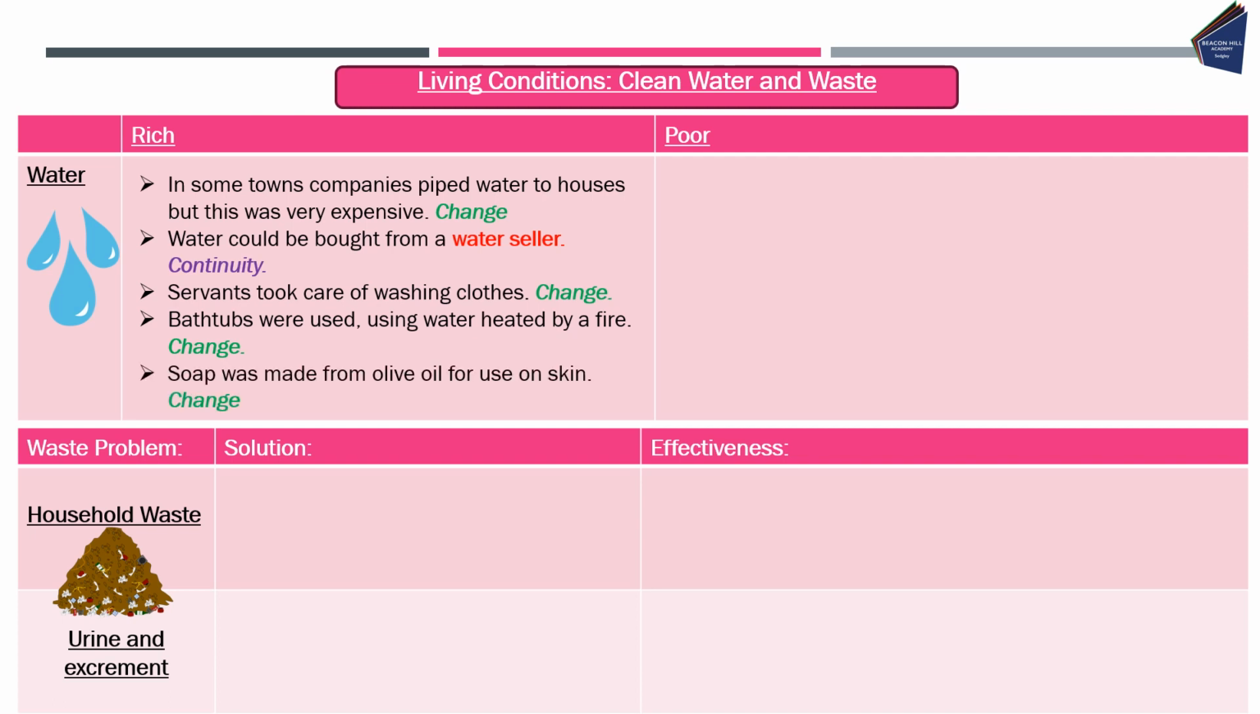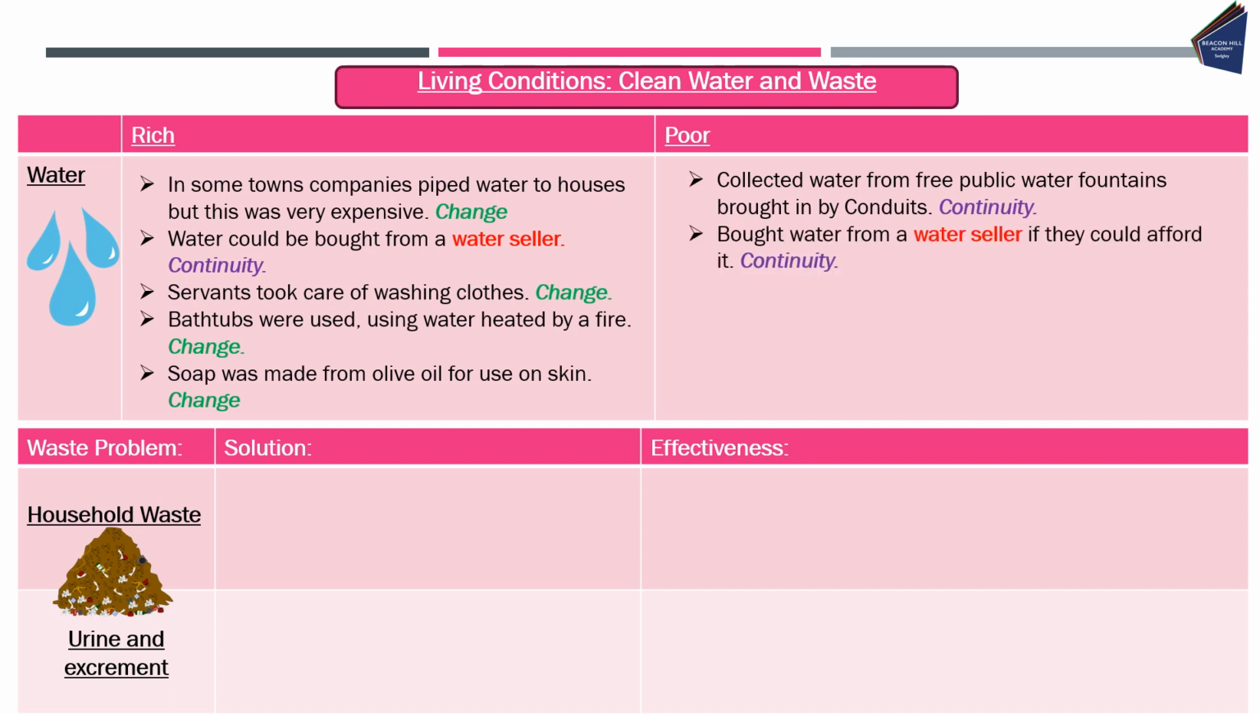They also start to use soap for the first time, which was made from olive oil for use on skin. So they're using this with water. This is a step in the right direction in terms of improving cleanliness. In terms of the poor, they are still using water from free public water fountains that are brought in by the conduits, which is continuity. We have the option for them to buy water from a water seller if they can afford it, but remember that is very unlikely. We have people bathing in rivers rather than baths, which is again continuity from medieval England.